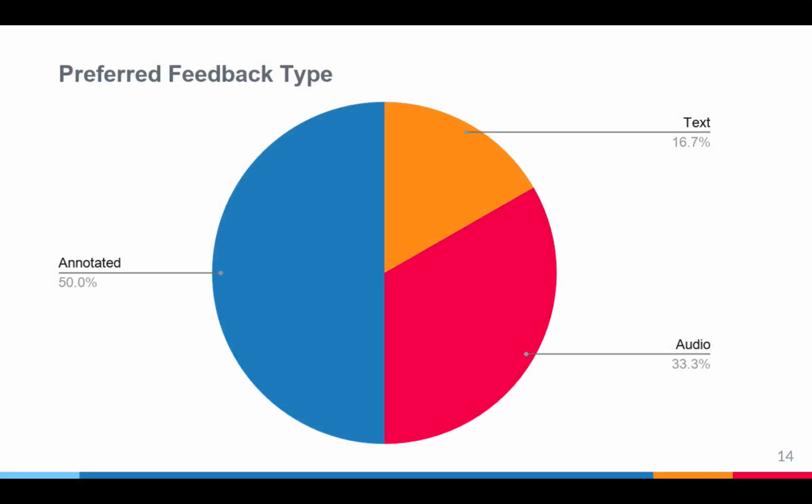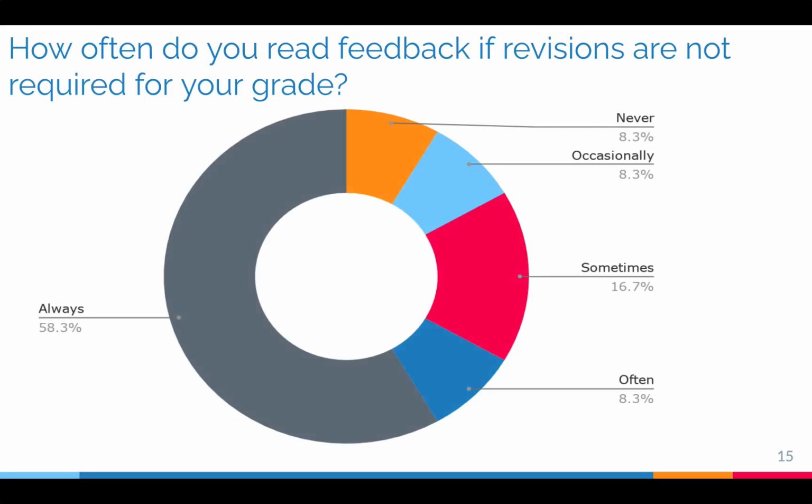Preferred feedback type. So we can see that 50% of students prefer annotated feedback directly on their assignment. For example, in the Canvas learning management system, you can provide feedback directly on the assignment. 33% prefer audio feedback, and only 16.7% prefer text feedback, so like a comment on the assignment. So that's something that stood out to me.